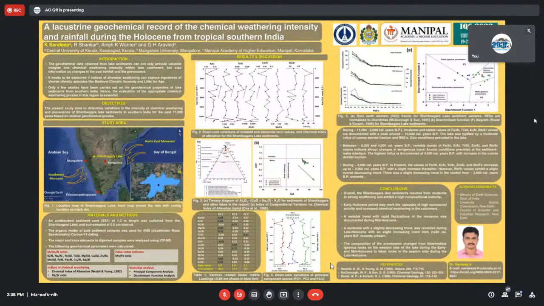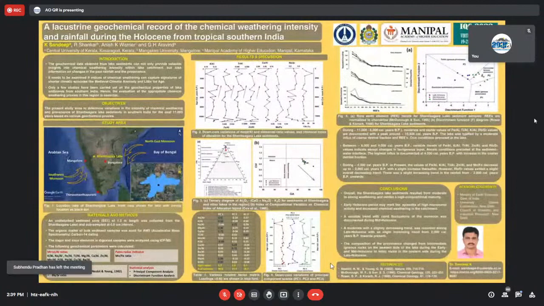A fluctuating trend of terrigenous influx and chemical weathering is documented during the 8,000 to 4,000 cal yr BP in response to variable rainfall. Then during 4,000 to 2,000 cal yr BP, decreasing rainfall trends are documented. But from 2,000 cal yr BP onwards, a slight increase in the metal aluminum ratios is documented. So conditions during Holocene periods were documented by Mn by Fe ratios.